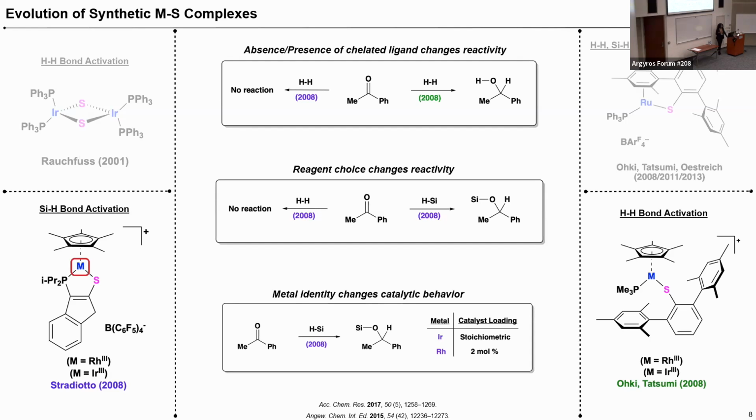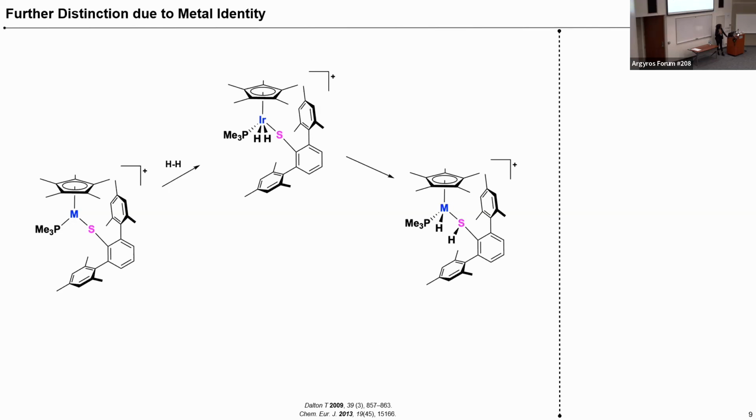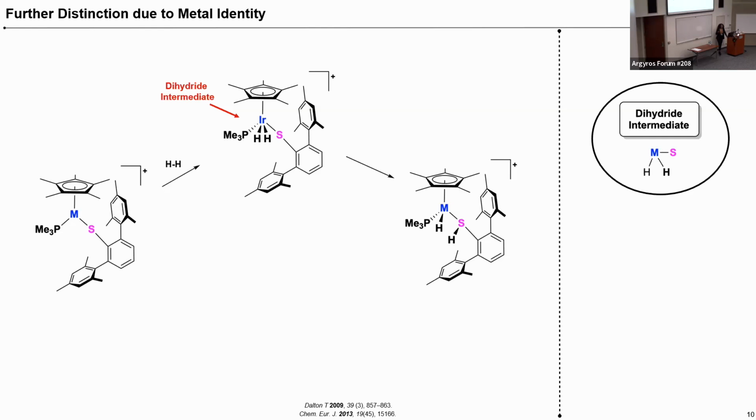And lastly, with the same Stradiotto catalyst, they used both iridium and rhodium in the analysis process. When iridium was used, a stoichiometric amount of the catalyst was used; basically, it was absorbed in the reaction, while when the rhodium variant was used, it was regenerated. So that brings us to another paper which shows another distinction when using different metals. When using this iridium variant, the two hydrogen atoms individually bonded to the metal before one of the hydrogens transferred its bond to sulfur, reflective of a dihydride intermediate.